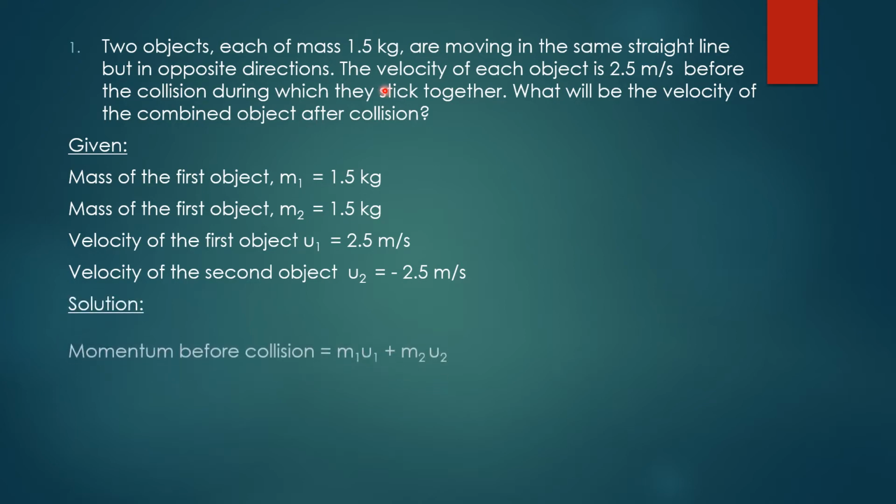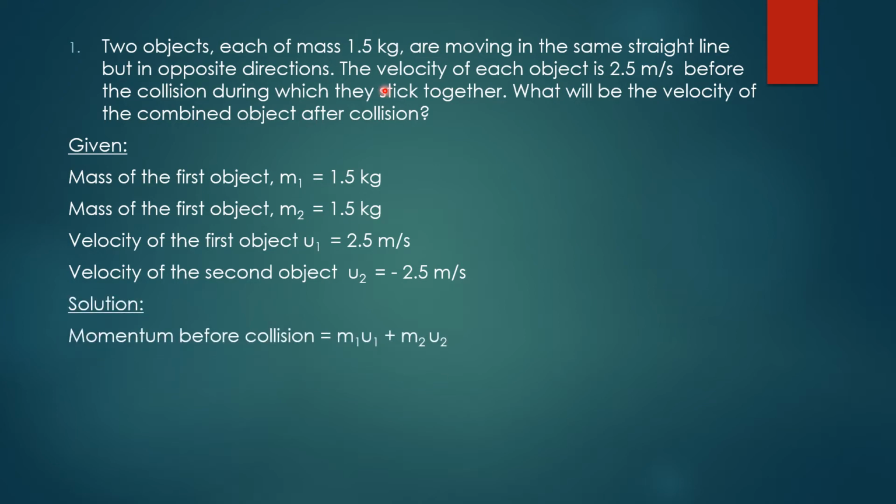Let's see the solution. First we have to find the momentum before collision. It's nothing but the sum of the momentum of the first object and the momentum of the second object. So it will be m1 u1 plus m2 u2. When we substitute the values, m1 is 1.5, u1 is 2.5, m2 is 1.5 and u2 is minus 2.5. When you calculate it, it's going to be 0. So the total momentum before collision is 0.